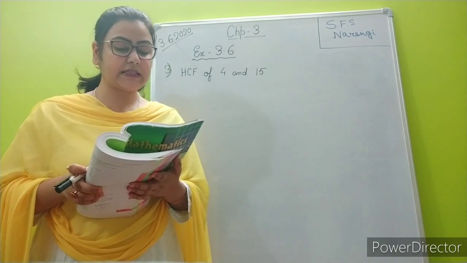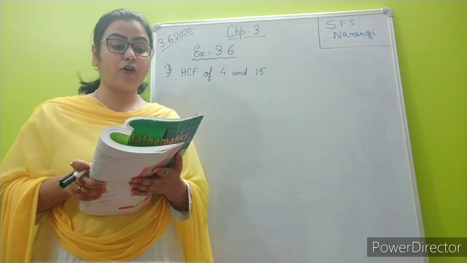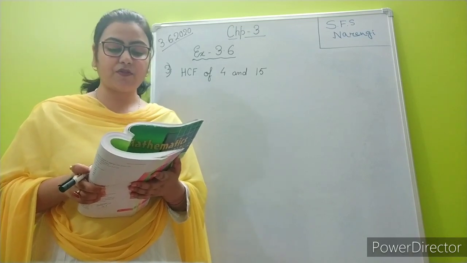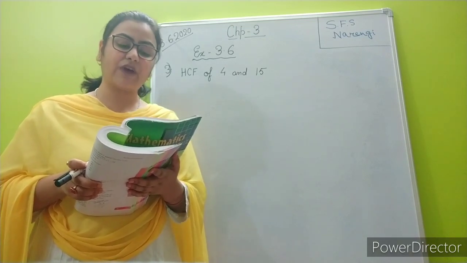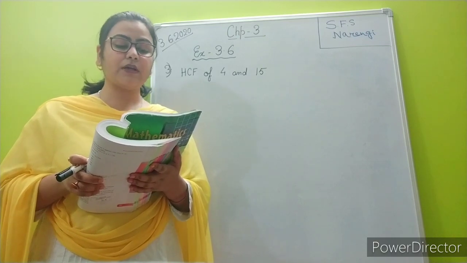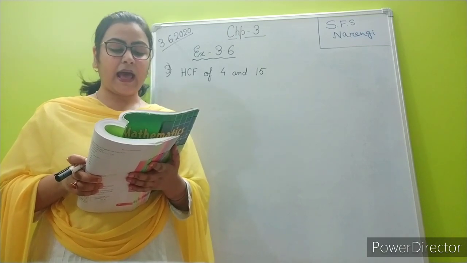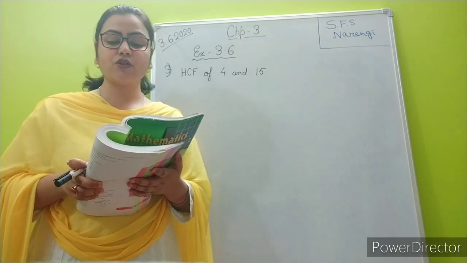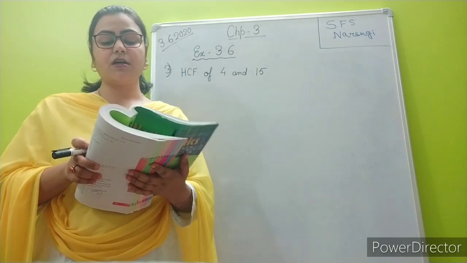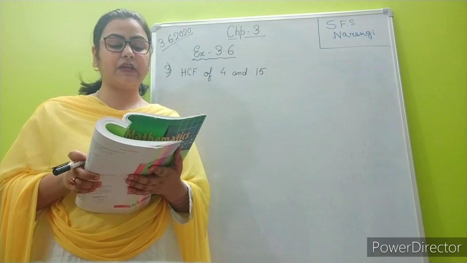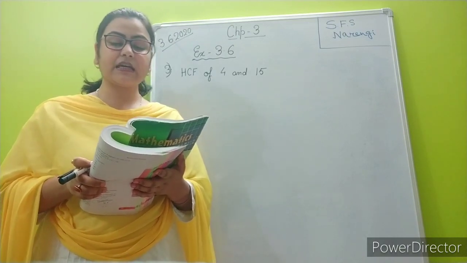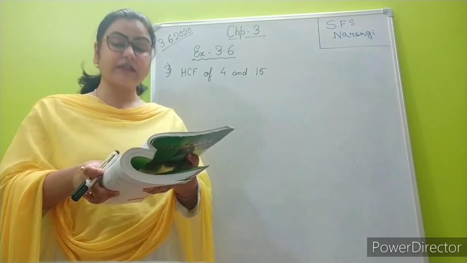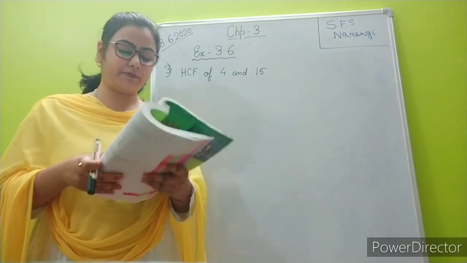So number 3 is telling what? HCF of co-prime numbers 4 and 15 was found as follows by factorization. 4 is equal to 2 into 2 and 15 is equal to 3 into 5. Since there is no common prime factor, so HCF of 4 and 15 is 0. Is this the correct answer? If not, what is the correct HCF? This is page number 64, children.